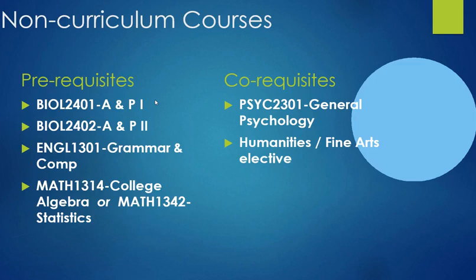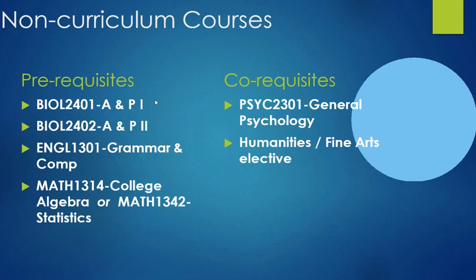So our prereqs have to be done before the program starts in the fall. Our prereqs are A&P1, A&P2, Comp 1, and then college algebra or statistics. The co-reqs are going to be general psychology and then a humanity or fine arts elective. The co-reqs can be taken in the program, but we really do recommend taking those before the program starts, because when you get into the program, we want all your focus to be on x-ray. So those are better to take before the program starts.